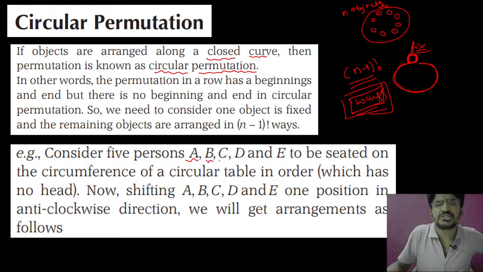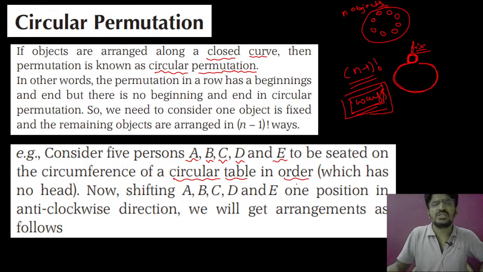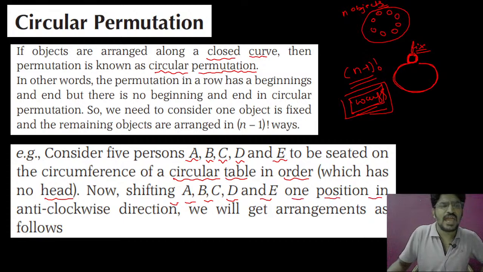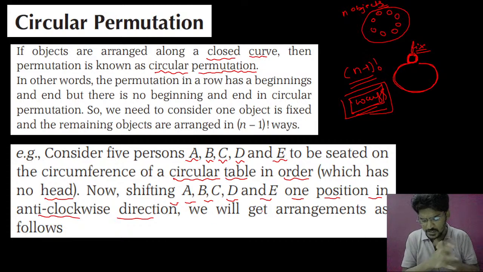Consider there are 5 persons A, B, C, D and E to be seated around the circumference of a circular table, which has no head. Now shifting A, B, C, D, E one position in the anti-clockwise direction, we will get arrangements as follows. I am taking only one example here.